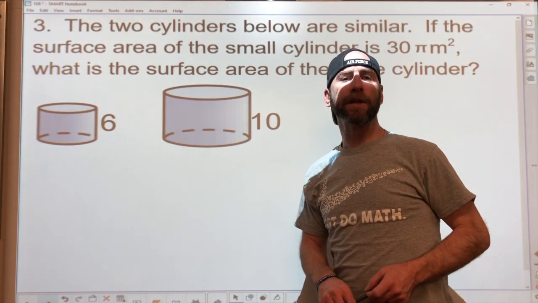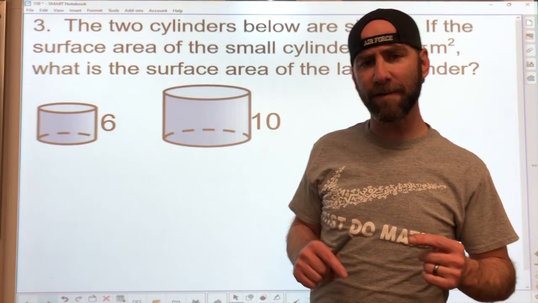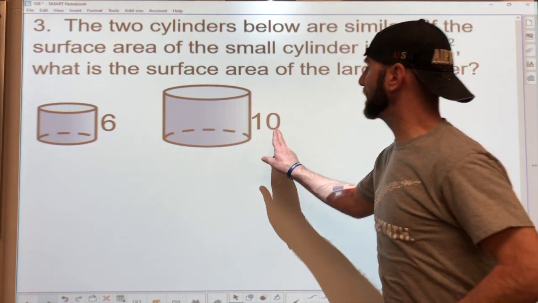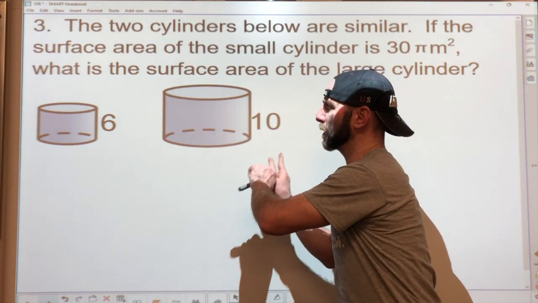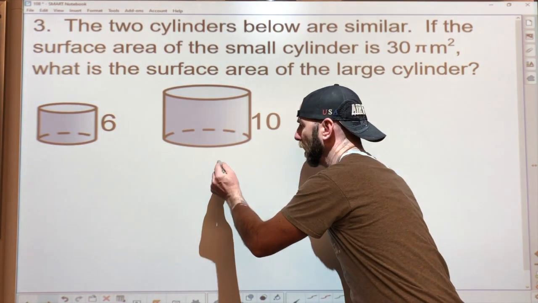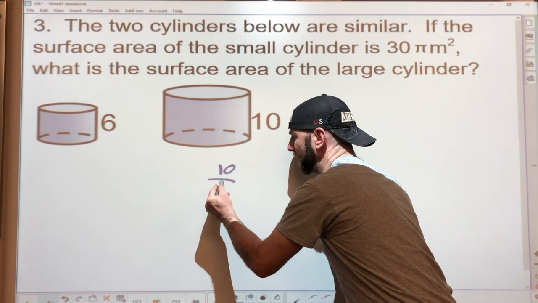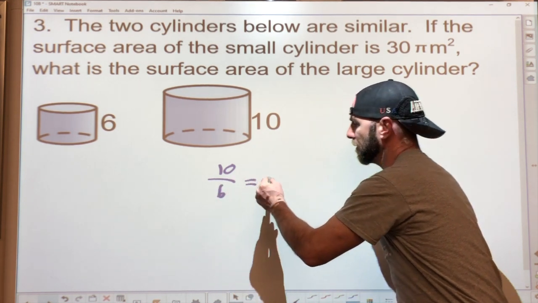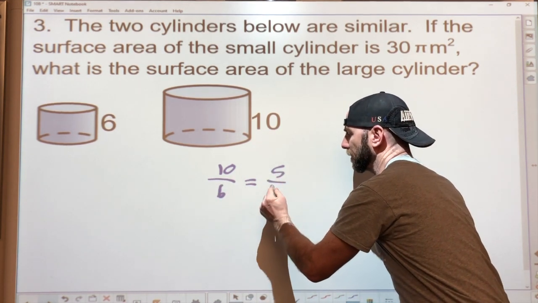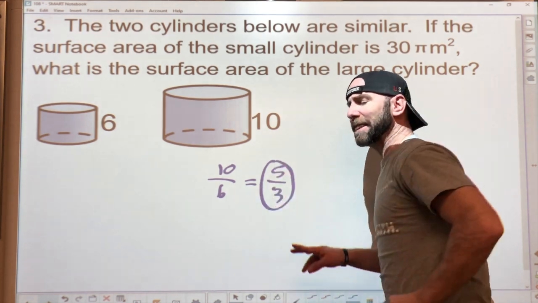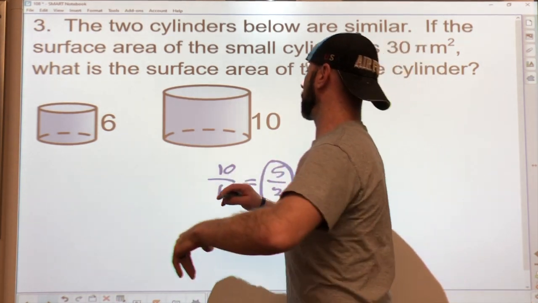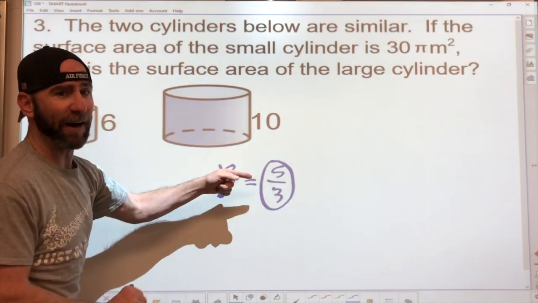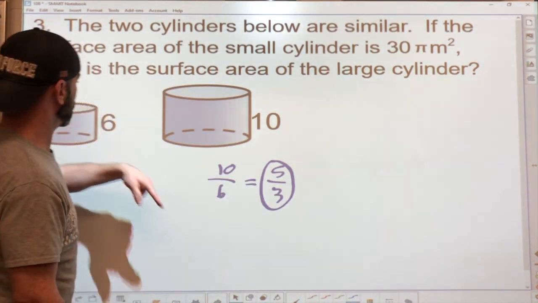The first thing I'm going to do is determine the scale factor. So it's going to be 10 over 6, which seems strange, but you work backwards. So 10 over 6, and I'm going to reduce that to 5 over 3. I'm going to leave it like this in fraction form, so the scale factor is 5/3. So in other words, this is 5/3 times larger than this.